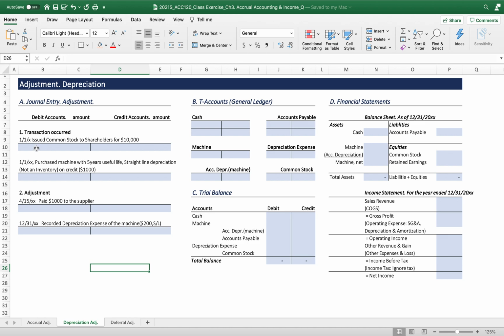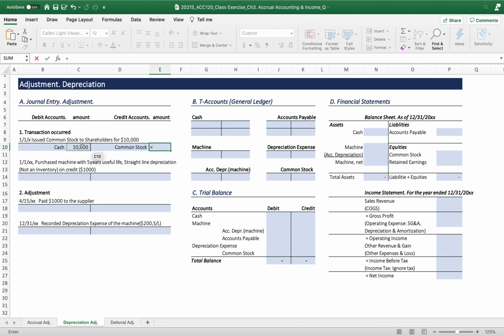The transaction occurs on January 1st: issued common stock. It's very easy. When the company issued common stock, the company sold the shares by receiving $10,000 and issuing the common stock. Common stock 10,000. Then, using this cash, the company purchased a machine with 5 years useful life, and straight line depreciation will be applied. It is purchased on credit.